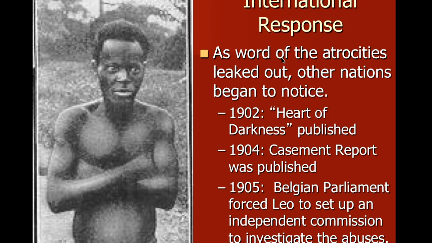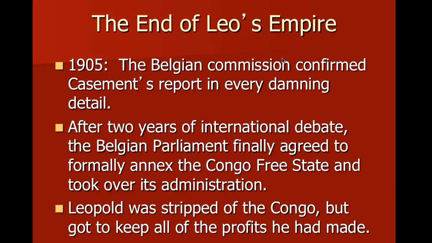In 1904, the Casement Report, named after the man who published it, Casement, was published, and that detailed the atrocities in the Belgian Congo. In 1905, the Belgian Parliament, after investigation, forced Leo to set up an independent commission to investigate the abuses. So the Belgian government becomes more involved in oversight of their king and what he's doing in the Congo.